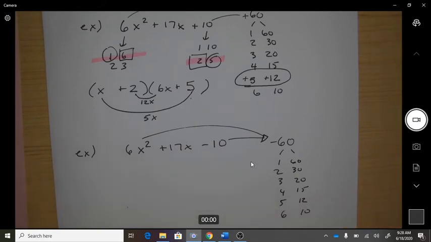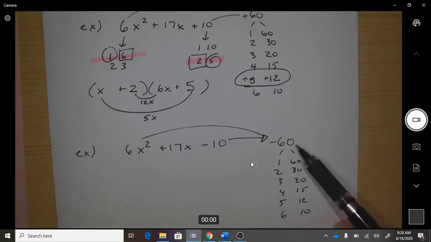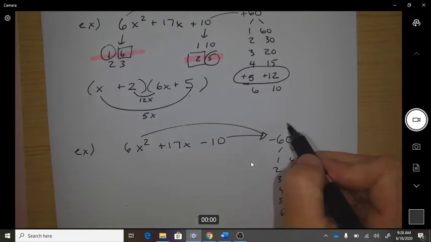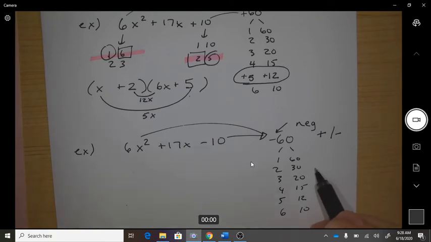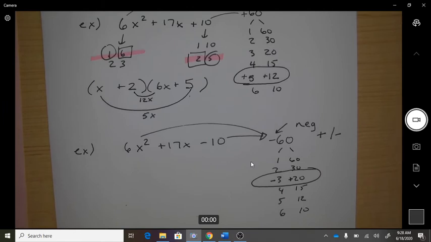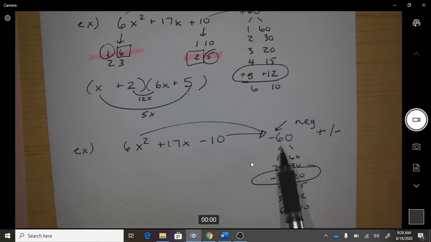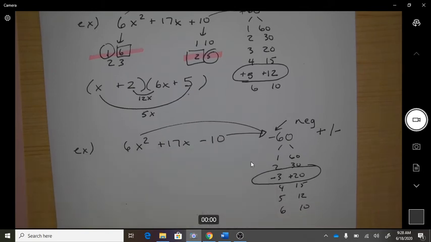Okay, so this time I'm looking for numbers that will multiply to get me negative 60. So what do I know about negative? You'll have a positive and a negative number. So they have to get me a positive 17. So now I actually have to use that set, because positive 20 and negative 3, do you see how that multiplies to negative 60? That adds to positive 17. So you see how that's different when you have to think about if it's a negative. You're going to have one negative and one positive.